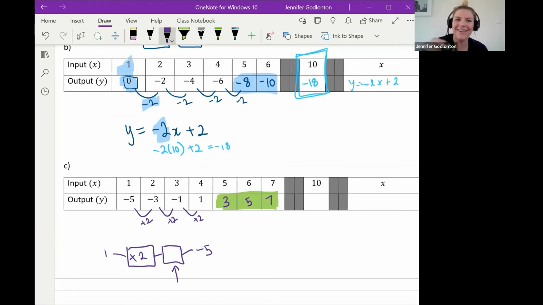Yes, there we go. So when we're working through this, we would say 1 times 2 is going to give me 2, and I'm trying to get an answer of -5. So I need to minus 7 from that. And once we've done that, we've actually figured out our formula. So our formula is y is equal to 2x minus 7. And then if we're wanting to find the number for 10, we'd say 2 times 10, which is 20, 20 minus 7, which is 13.